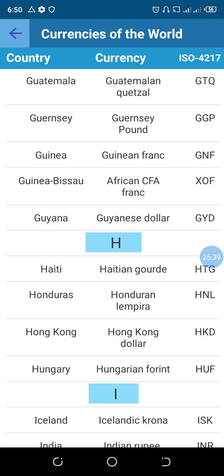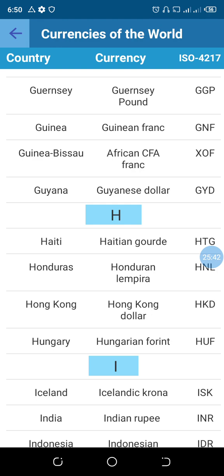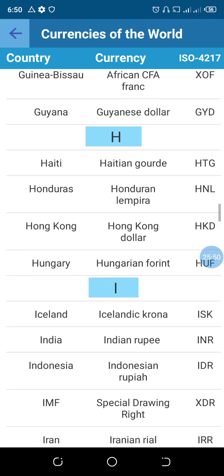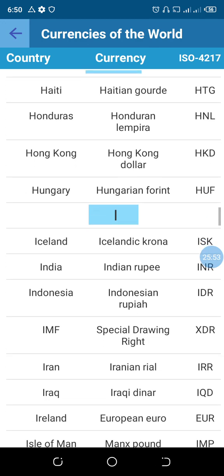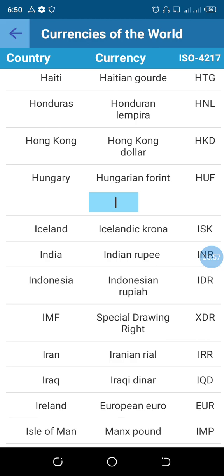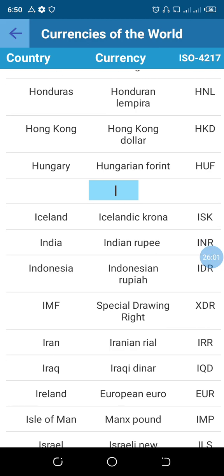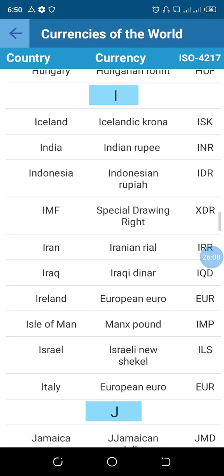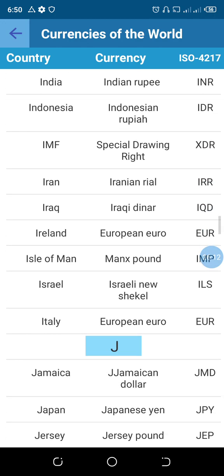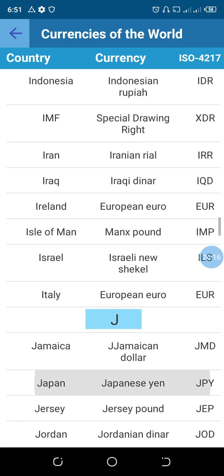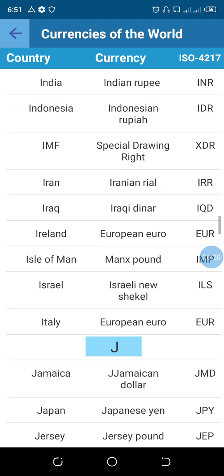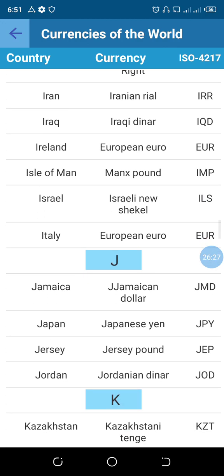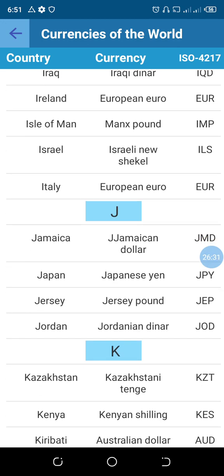Guatemala, Quetzal, GTQ, Guernsey pound, GGP, Guinea, Guinean franc, GNF, Guinea-Bissau, West African CFA franc, XOF, Guyanese dollar, GYD, Haitian Gourde, HTG, Honduran Lempira, HNL, Hong Kong dollar, HKD, Hungarian Forint, HUF, Iceland, Icelandic Krona, ISK, India, Indian rupee, INR, Indonesia, Indonesian rupiah, IDR, special drawing right, XDR, Iranian Rial, IRR, Iraqi dinar, IQD, Ireland, European Euro, EUR.